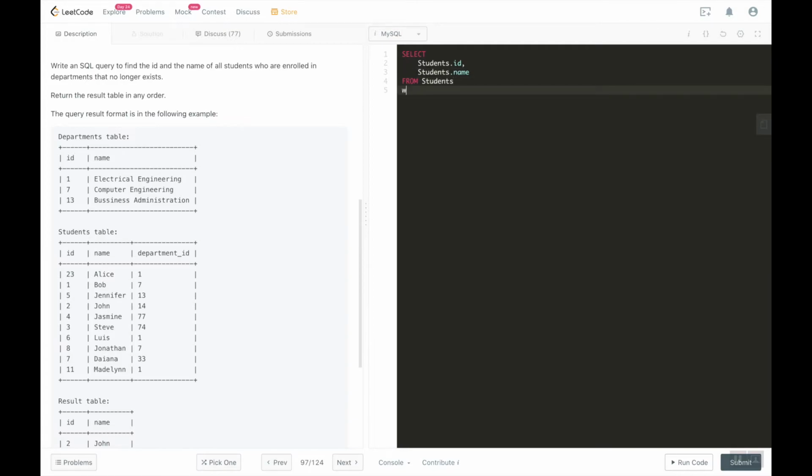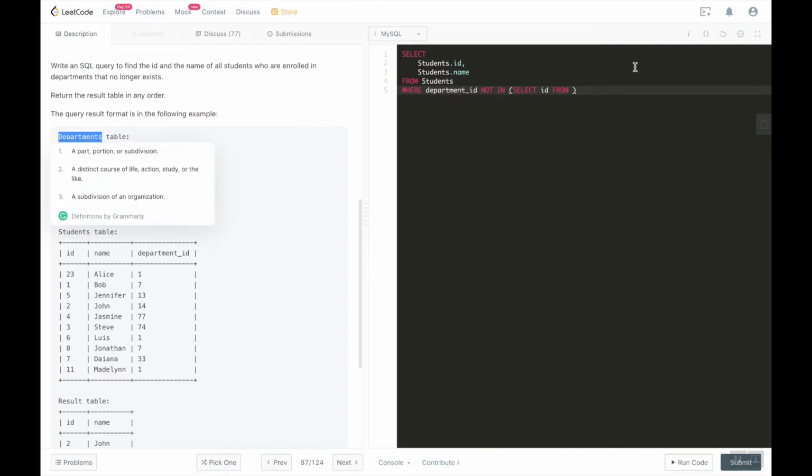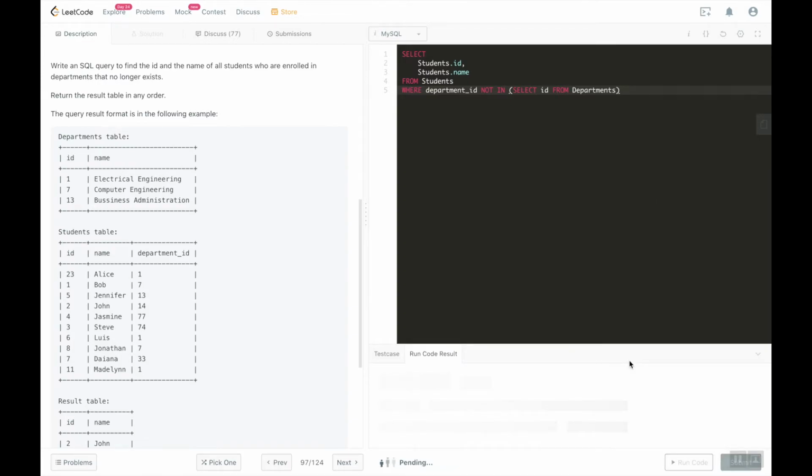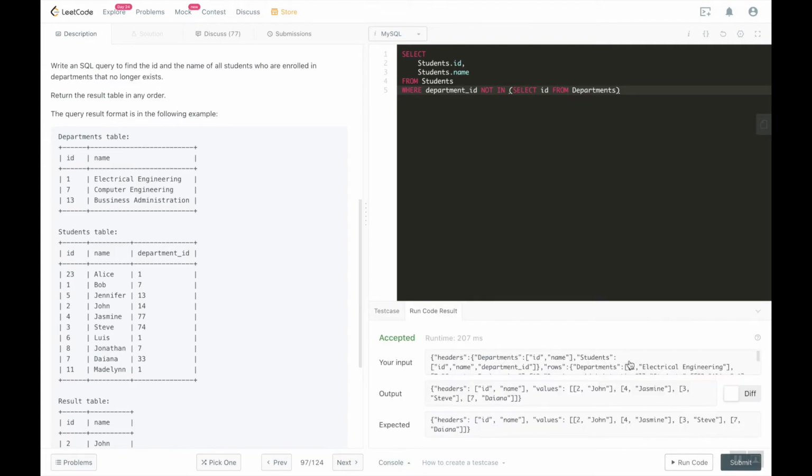So, let's put these columns in the select columns with proper alias. And then we need to check for departments which do not exist. So we write where department ID not in select ID from departments. Here basically we are checking which department IDs are not found in the departments table. And we are done. Let's run this and verify. Good so far.